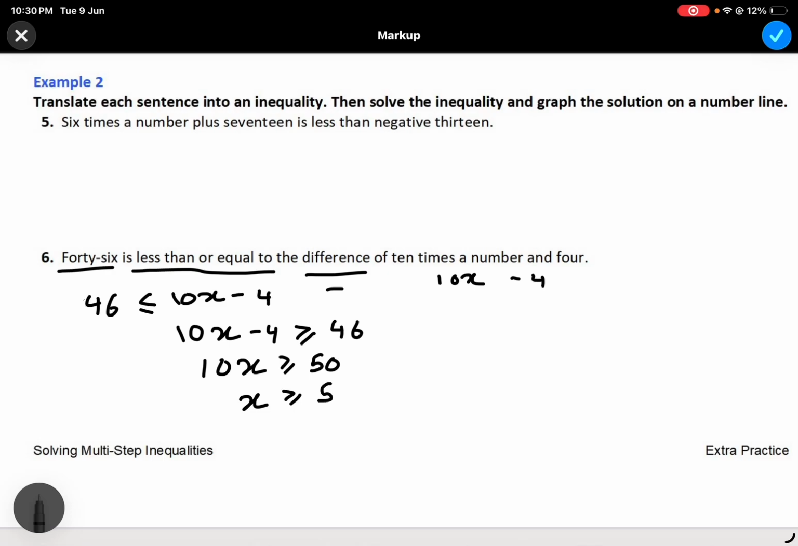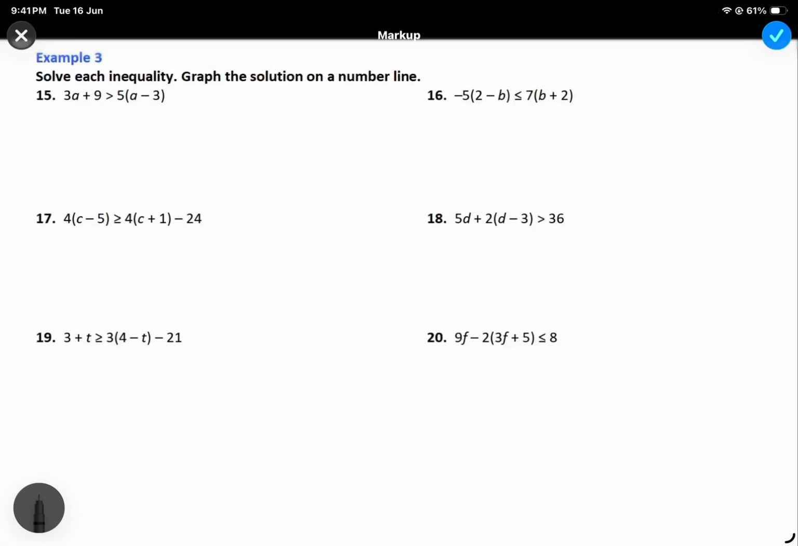Now on a number line, it would look like this, and sorry for it being really sloppy, that's on a 5, and it points that way, because it's greater than. It starts from 5 with a filled circle, because of equal to. I don't know how you guys do it.